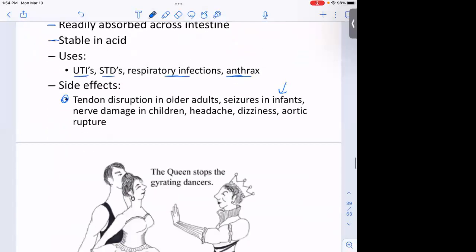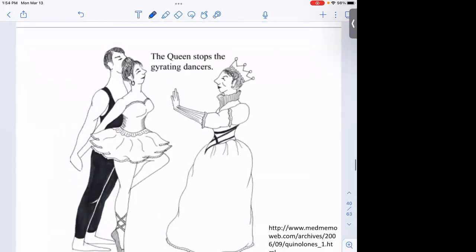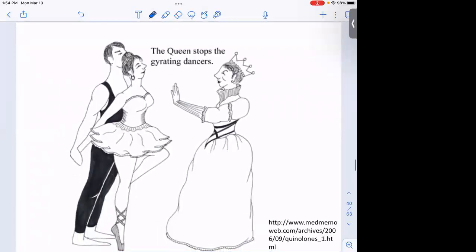Oh, and every once in a while I'll come across a mnemonic and I'll pass it on to you. This is supposed to help you remember the mechanism of the quinolones and the fluoroquinolones. The queen, or quinolone, stops the gyrating dancers. Okay, DNA gyrase. So I don't know, maybe that's helpful, maybe not.